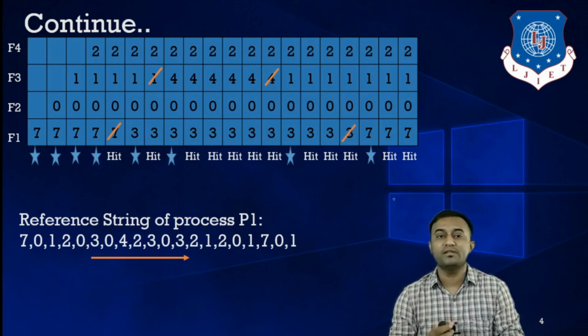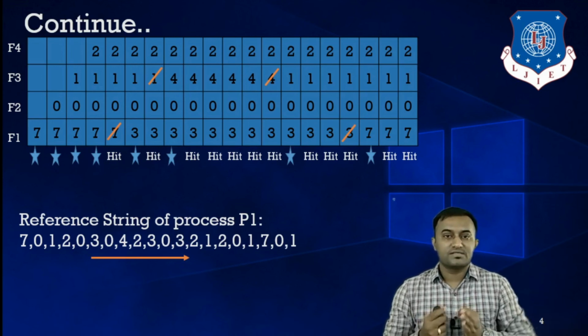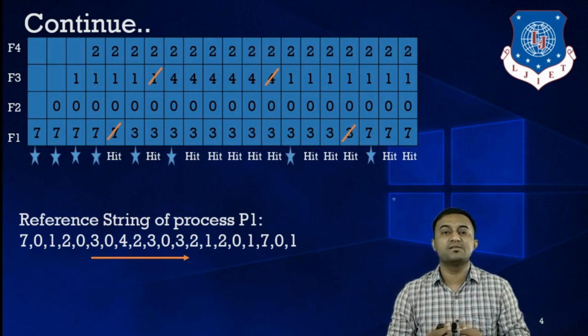Okay. Then next is 2. 2 is already available, so simply copy paste operation, and this is nothing but hit. Then 0. 0 is available, yes, simply hit. Then 1. 1 is yes already available. Then page number 7. 7 is not available.